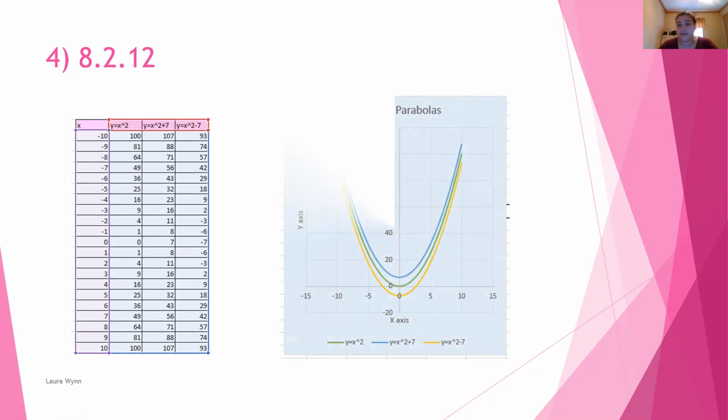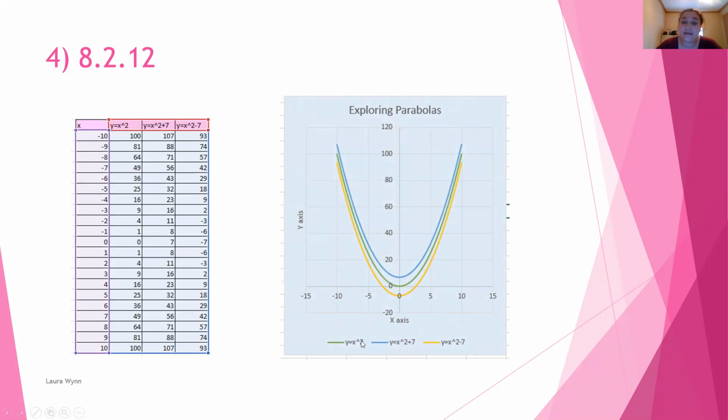So here are the functions it gives us: y equals x squared, y equals x squared plus 7, and y equals x squared minus 7. For this one, Excel is your best friend, I promise you. You just type in your functions, give an X column, and put in whatever numbers you want. I just did -10 all the way to 10. Then it solves it all for you and gives you all these numbers. Then you insert it into a graph, which I have done for you guys here.